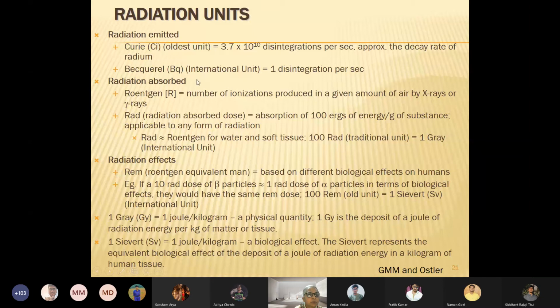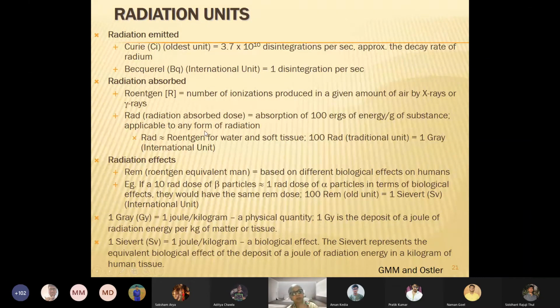Then we come to radiation absorbed. Radiation absorbed is measured in Rontgens. Rontgens are the number of ionizations. I think you may have realized by now that when radiation is incident on a material, it will cause ionization of that material. So the number of ionizations produced in a given amount of air because of the impact of X-rays or gamma rays can be measured in terms of Rontgens.